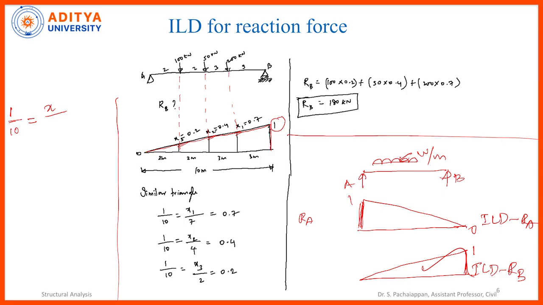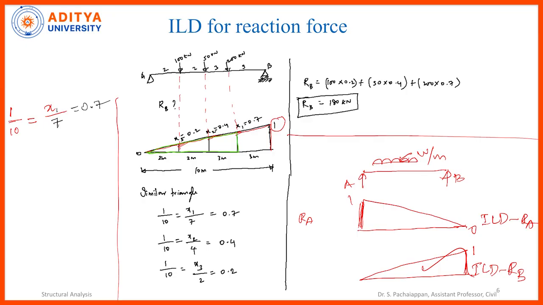See here, I am going to draw this triangle in green color. This is the similar triangle principle. What is the length of the green triangle? 2 meters, 2 meters, 3 meters. So, totally it is 7 meters. So, this is x1 by 7. From this I can calculate the x1 value, which is 0.7.